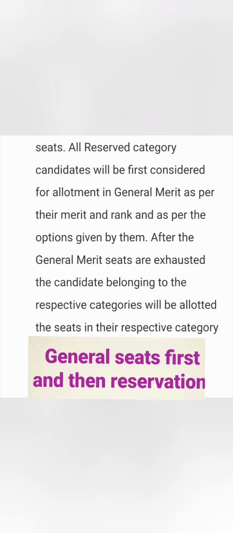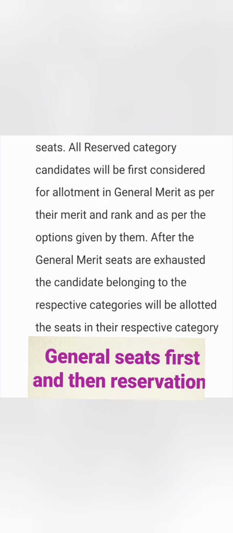So now for the general merit category. The general merit category will always be allotted a seat in the general merit category only because they do not have any reservation quota. So this is very simple to understand. Now for the reserved category students, right? You should always remember that for the reservation category students, first their rank will be considered for the allotment in the general merit category, right?